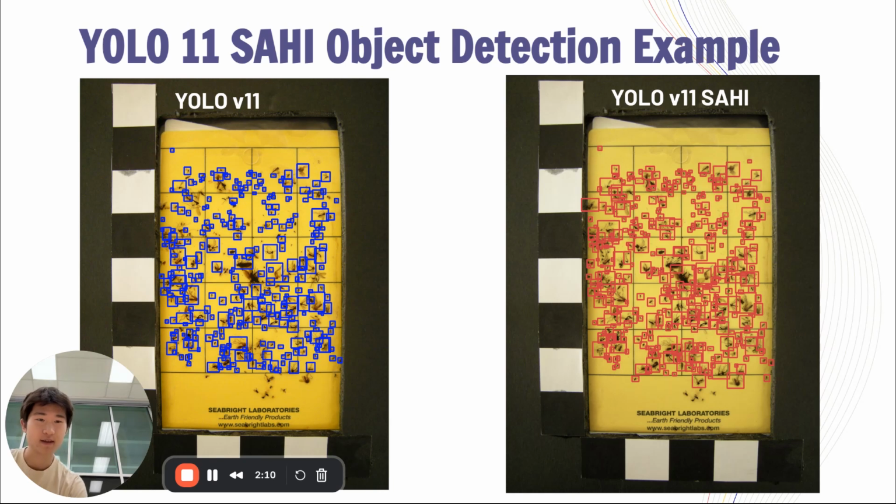So, SAHI is essentially a setting that can be used in the YOLO 11 model. What it does is, instead of taking in the whole image, it uses a moving window to go across the image and zooms into that window, which is what allows it to get some of these smaller insects within the super dense areas that the normal YOLO 11 model is not able to achieve. So by using SAHI, we can potentially get a more accurate detection of all the insects in a sticky trap.